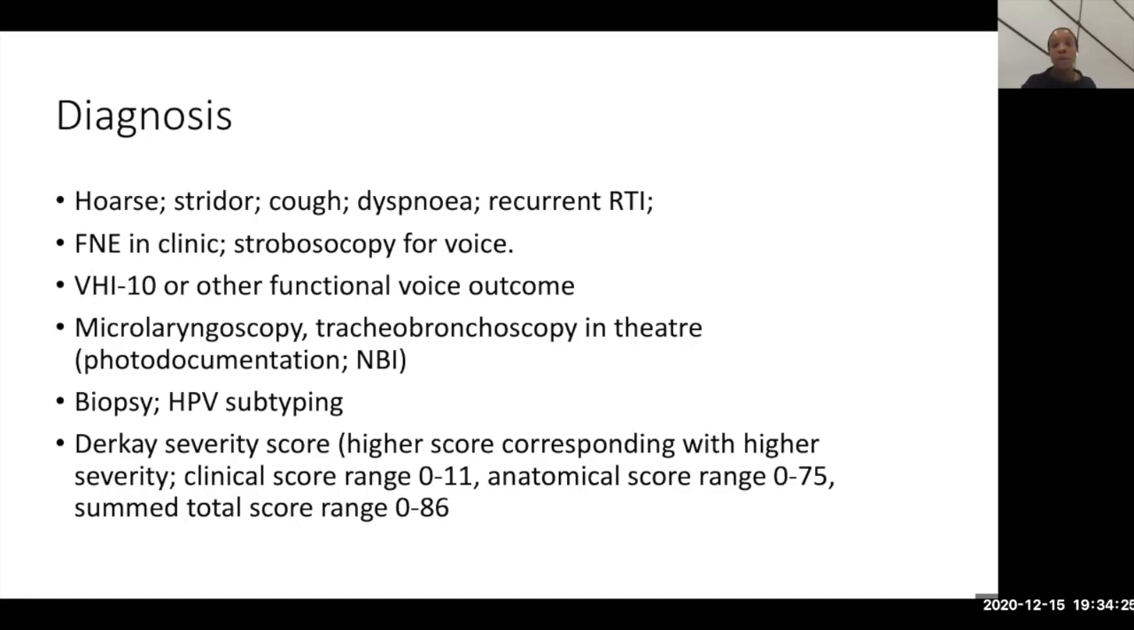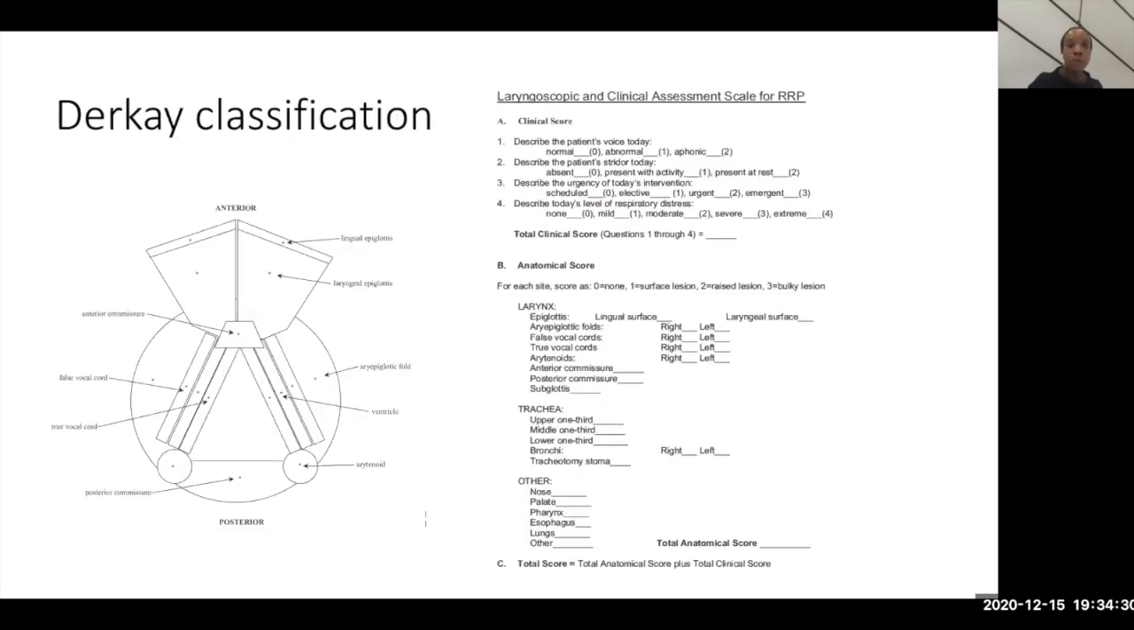And the higher the score is, of course, the more severe your problem is. And so you look at the larynx here, and you score for each site whether they have 0 for no lesions, 1 if they've got a surface lesion, 2 if they've got a raised lesion, and 3 if they've got a bulky lesion. And you add all of that up to the clinical score for the patient here, and that gives you your total decade score.